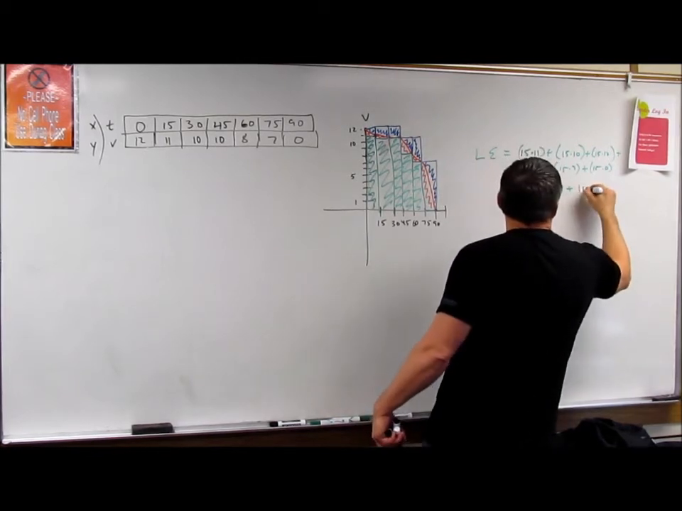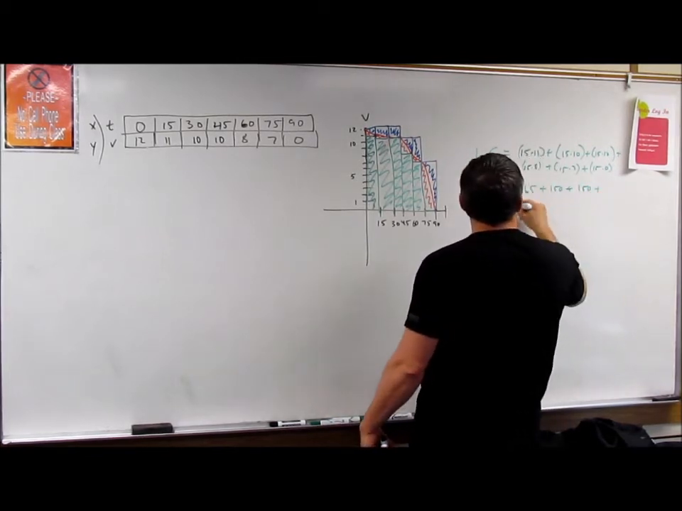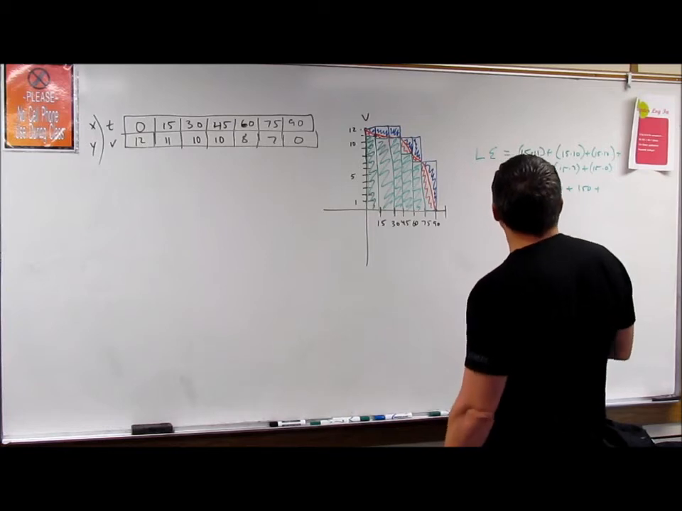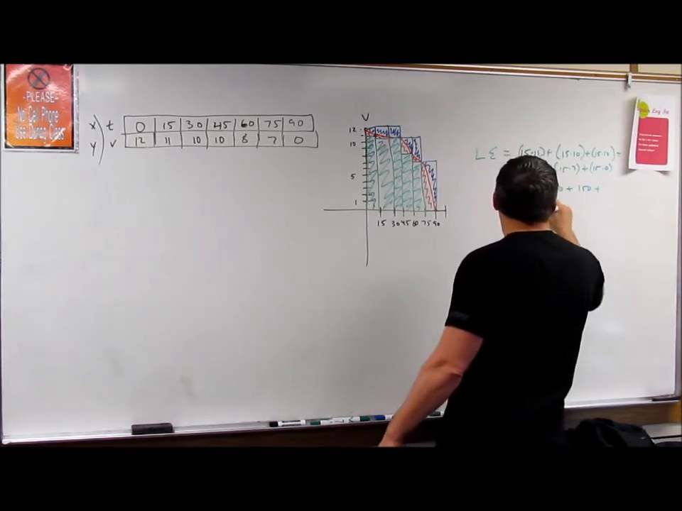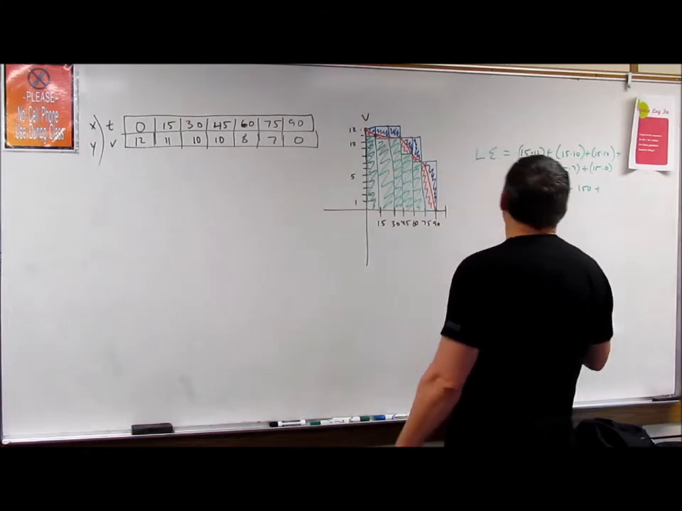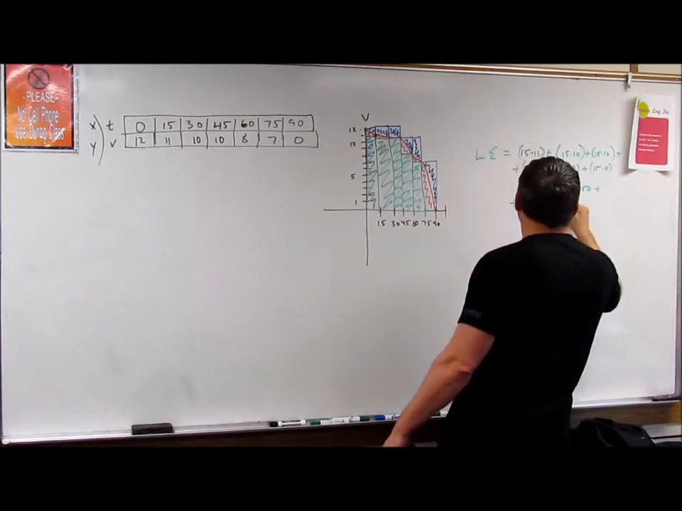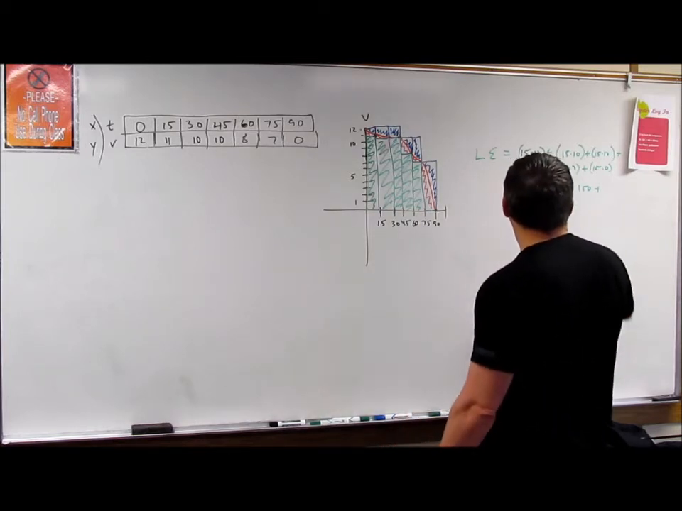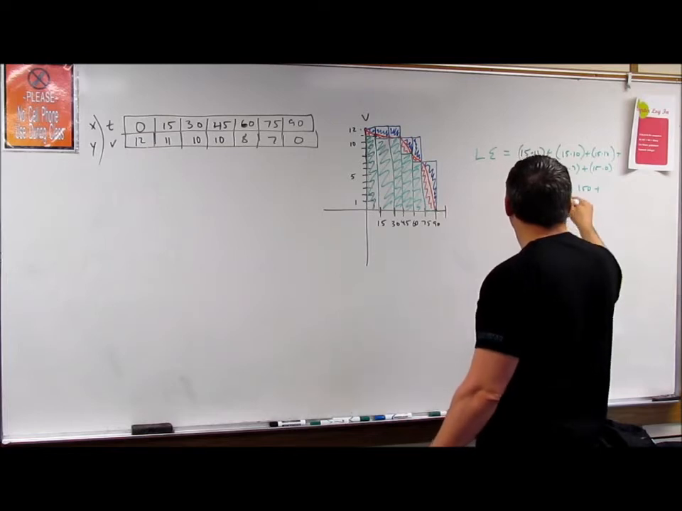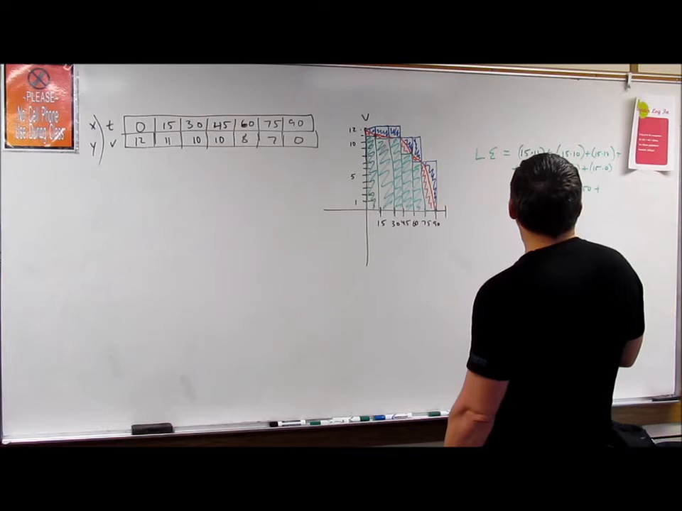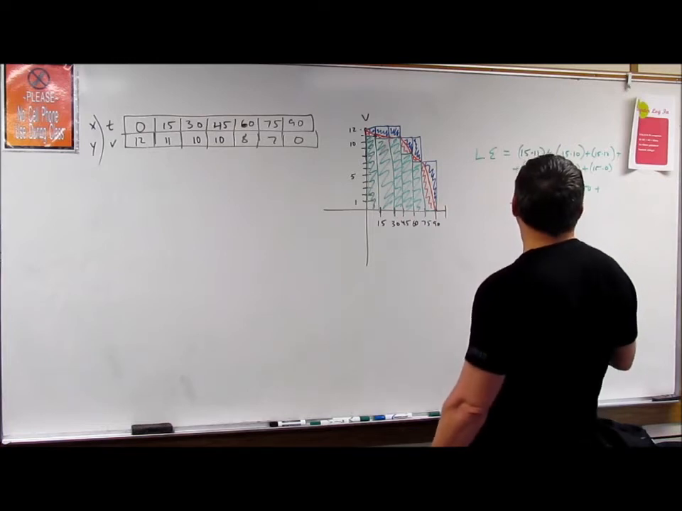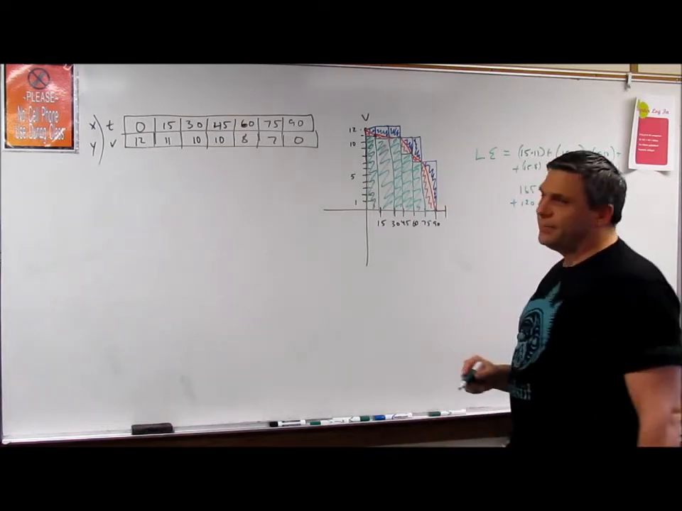Plus 150, plus 15 times 8, which is 30 less than 150, which is 120, plus 15 times 7, which is 15 less than that, so it's 105, plus 15 times 0, which is 0. Okay?